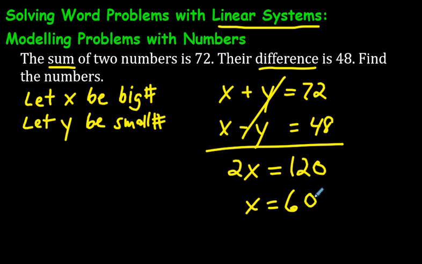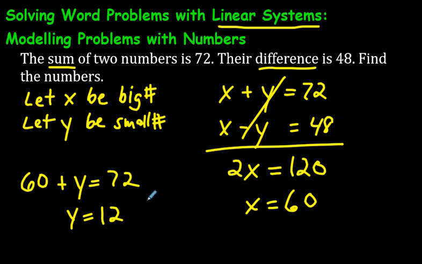x is 60. And the way you want to get the y is to take 60 and substitute it in either equation. So x plus y is 72. Well, that's the same as saying 60 instead of the x. We're going to write 60 plus y is 72. Subtract 60 from both sides, and you should get 12.